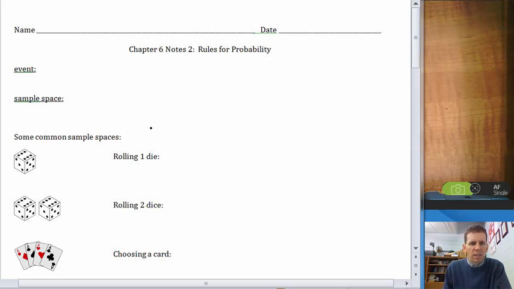We're going to start with something that's called an event. We talked about an event last week in terms of like a set of ordered pairs. When you're rolling two dice, an event was one of the sums that you could possibly get. In general, an event is an outcome or a set of outcomes. You could think of it as a subset of the sample space.